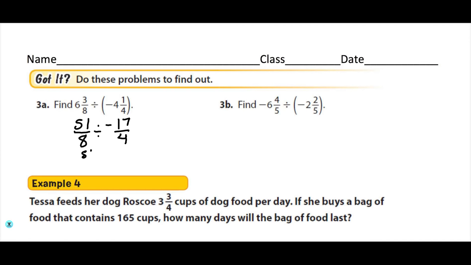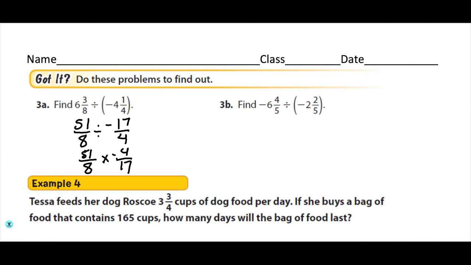So it'll be 51/8 times -4/17. One thing I didn't mention earlier, but you probably already picked up on, is I always keep the negative with the top number, and that's just so I don't forget it whenever I'm multiplying. I think I told you yesterday to keep the negative with the top, but try to do so. It does help out a lot.